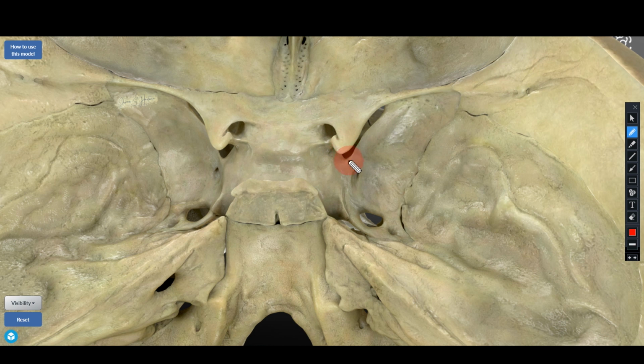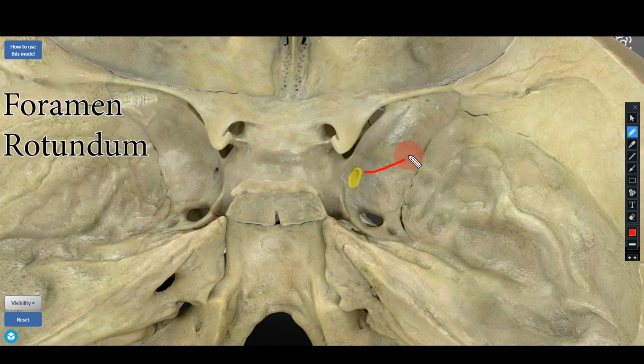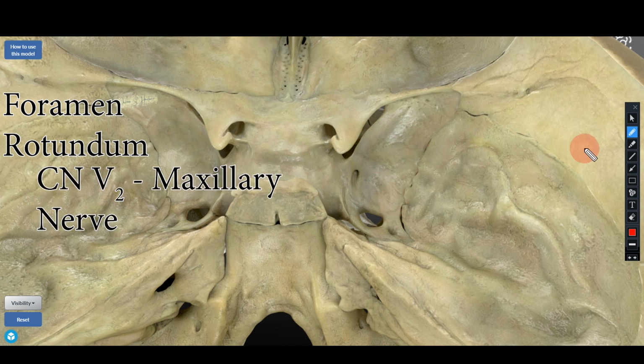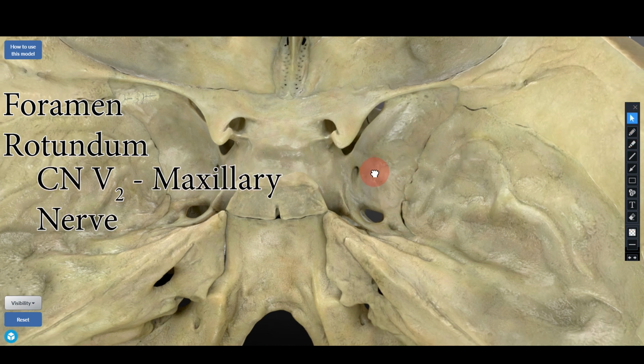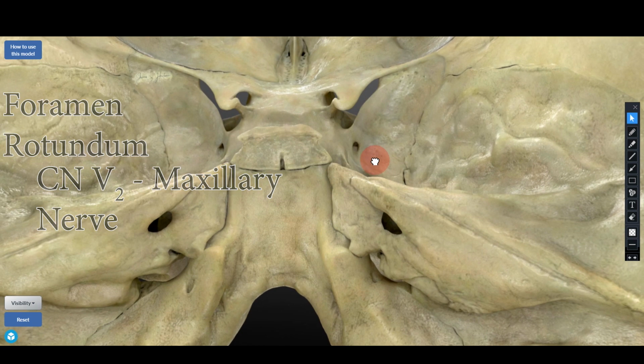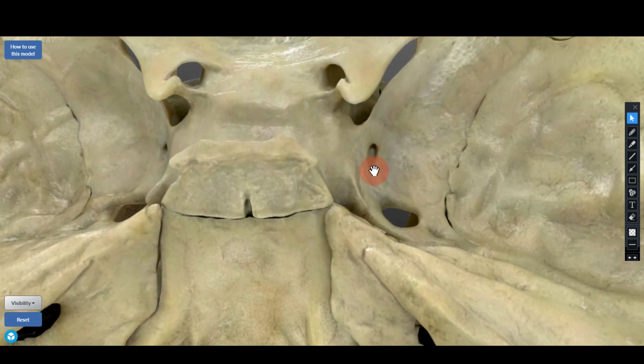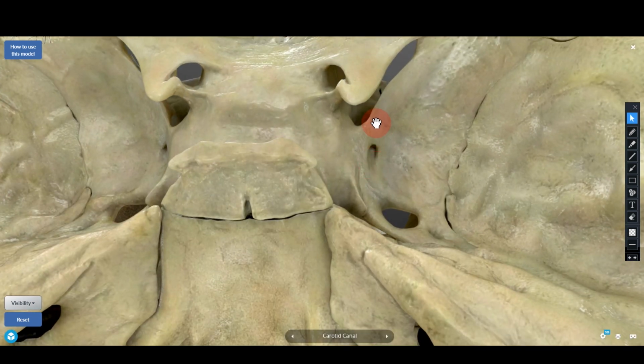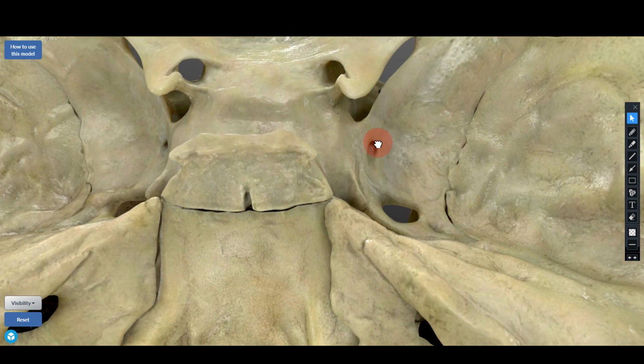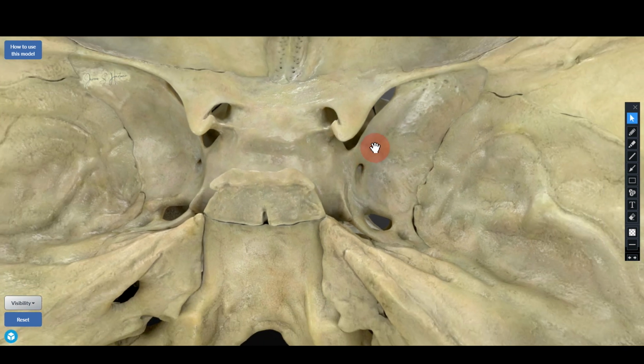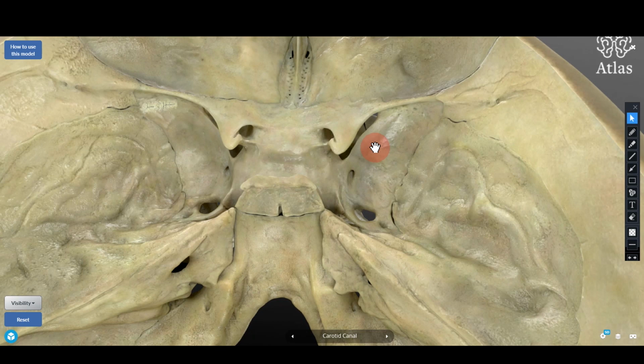The next opening that you need to know is this. This is the foramen rotundum. Foramen rotundum lodges the cranial nerve V2. V is trigeminal, the second division of trigeminal, that is, the maxillary nerve. To see the foramen rotundum more clearly, we'll just tilt it, and you can understand that the foramen rotundum has an orientation that goes forward. Now, where is foramen rotundum reaching? Whenever we learn these foramina, it is good if you know where each is going to reach.